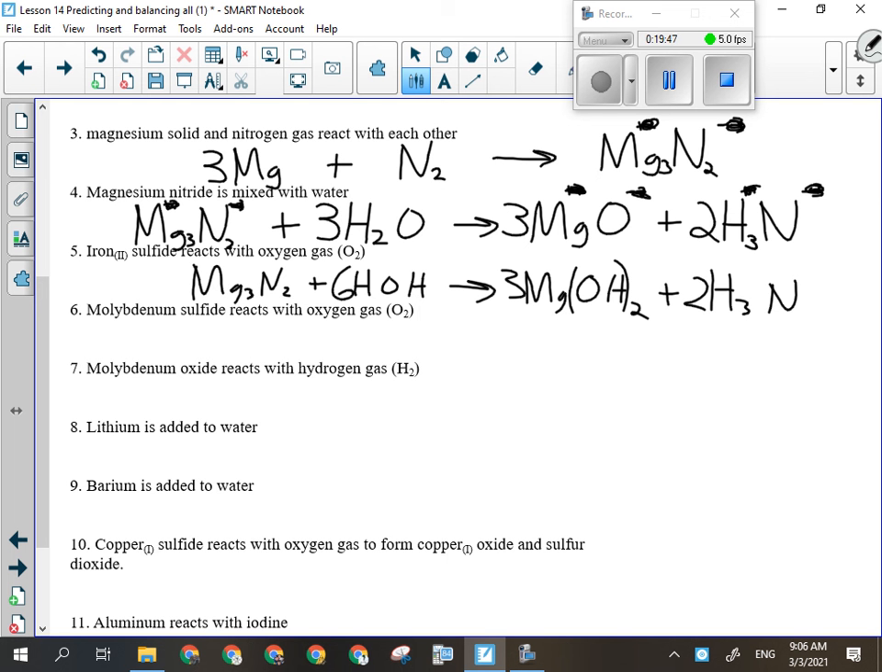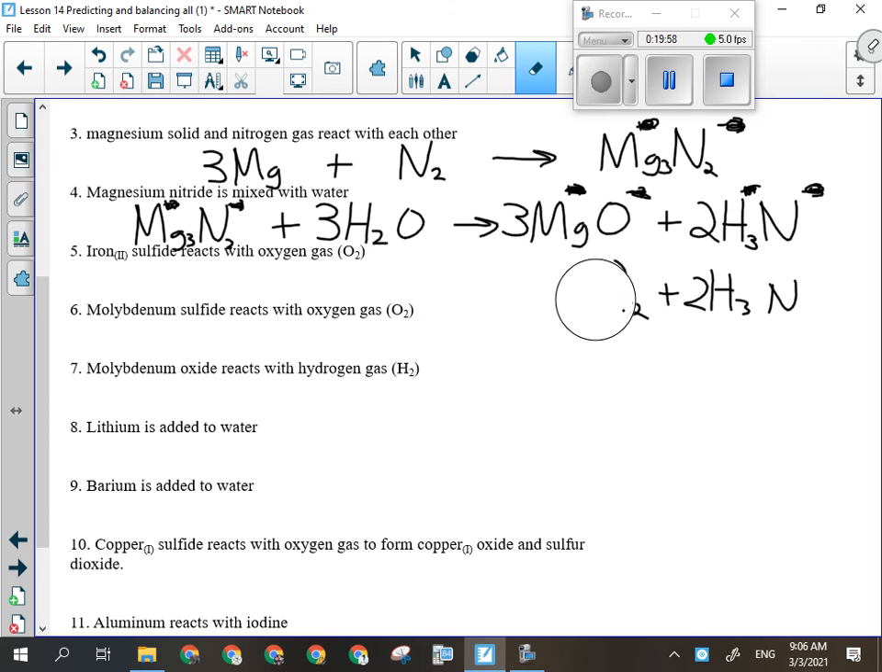Same balancing. Yes, this is a 6, but it's still 6 hydrogens, right? So it's still the same numbers. So there are 2 ways to do that one. Either way would be right if it was a quiz or a test.